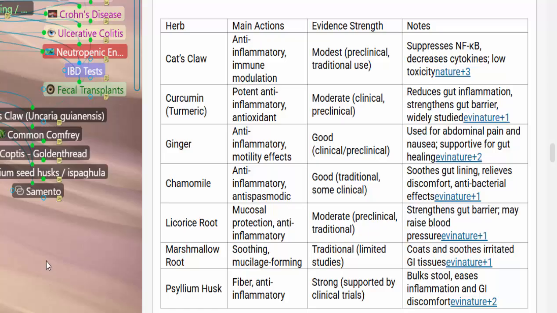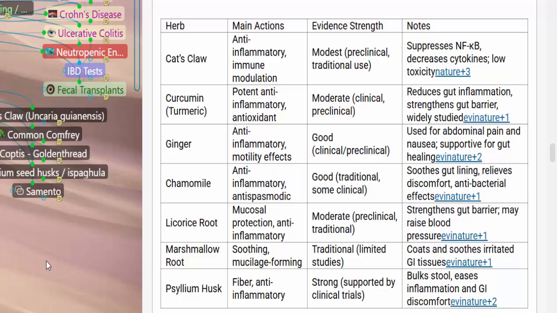And we see that cat's claw has as its main actions being anti-inflammatory and immune modulating. As far as the clinical evidence, it's modest. There's preclinical and traditional use. And some notes about what it does: it suppresses nuclear factor kappa beta, it decreases cytokines, and it has low toxicity. In curcumin, we see it's potent in its anti-inflammatory and antioxidant activity.